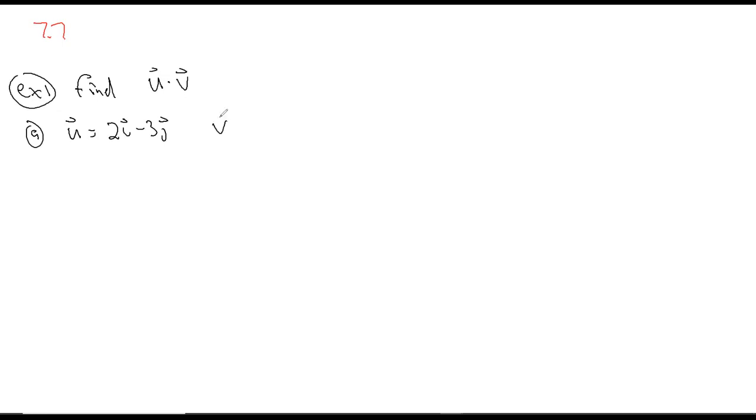And then let's have v be 5i plus, no, I don't want to use the same number. Let's go plus 7j. And again, with my i's and j's, if I ever don't put the little vectors over them, just assume that I meant to bold them.